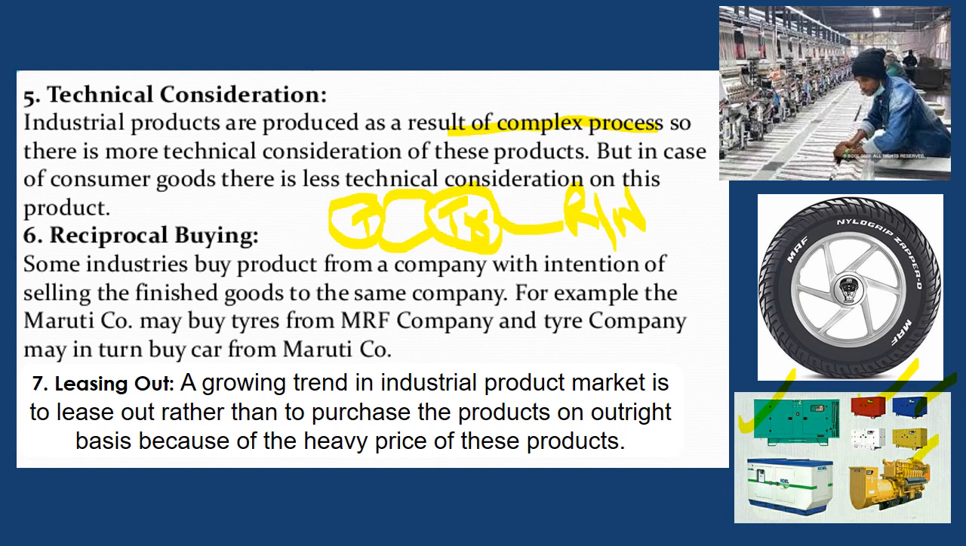These trucks have MRF tires where it's manufactured, and later these trucks themselves are helping to get the raw materials for these to manufacture the tires. That is what is called reciprocal buying. Reciprocal means what? It is like this, something like this.